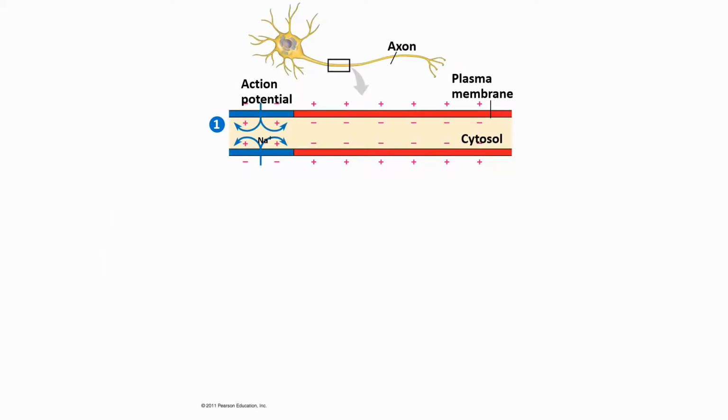I also like this diagram. It's very similar to what I have in your interactive notebook, where it's showing you the changes in charge as you move along an axon. So on the left side, that's closer to the cell body. On the right side, that's towards the next neuron in the chain.